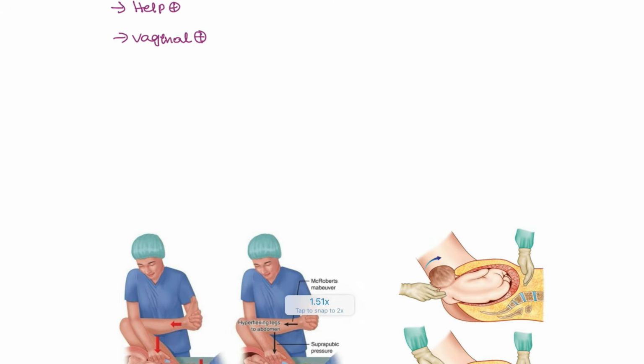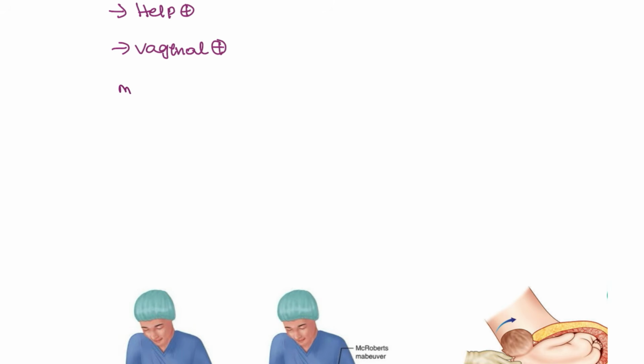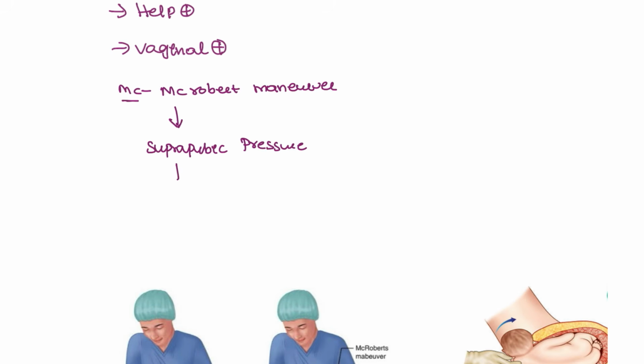Call for help, vaginal delivery, and the first maneuver to be done, the most common, is known as the McRoberts maneuver. McRoberts maneuver is done for this patient. After the McRoberts maneuver, we are going to put suprapubic pressure. If even after that it is not done, then we will insert the hand inside the pelvis. This is known as the Woods screw maneuver.